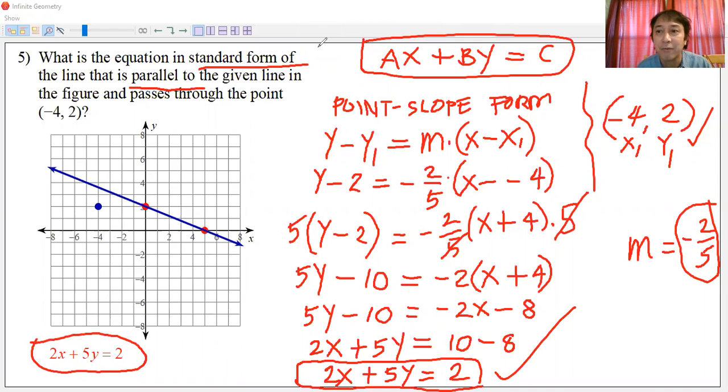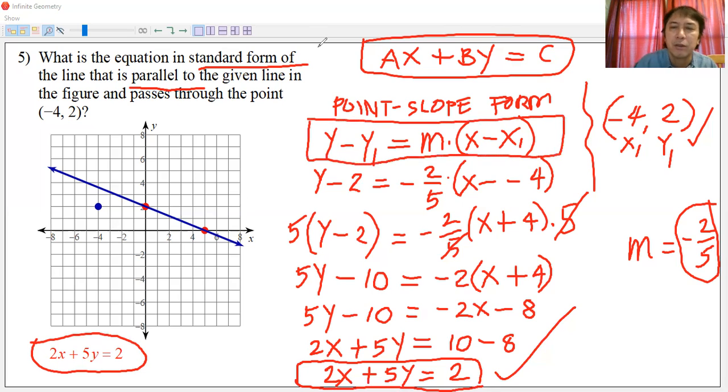Okay, so just remember the different types of forms. We have the standard, we have the slope-intercept, we have the point-slope form, which should be written this way if it's a requirement to write it point-slope form. It should look like the formula I have enclosed there. Okay, so just read the problem carefully. Okay, so this is in standard form, the number 5. Okay, all right, so just compare the answer and our answer. Okay, all right, that's it for number 5. Let's continue with the next.